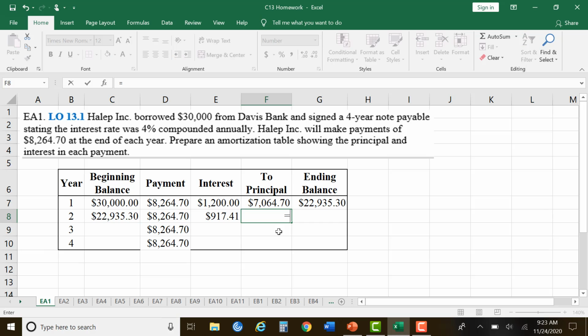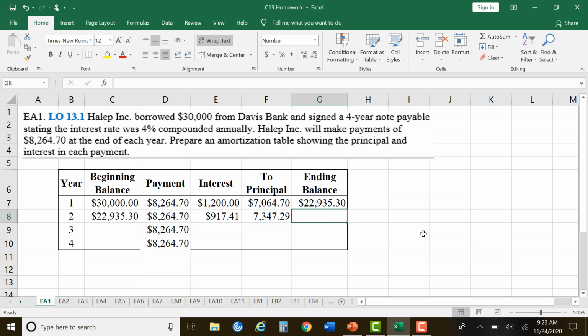What goes to principal is the payment minus the interest. And then for the ending balance, we take the beginning balance minus what went to our principal, and we have our ending balance, which we take and move down here.